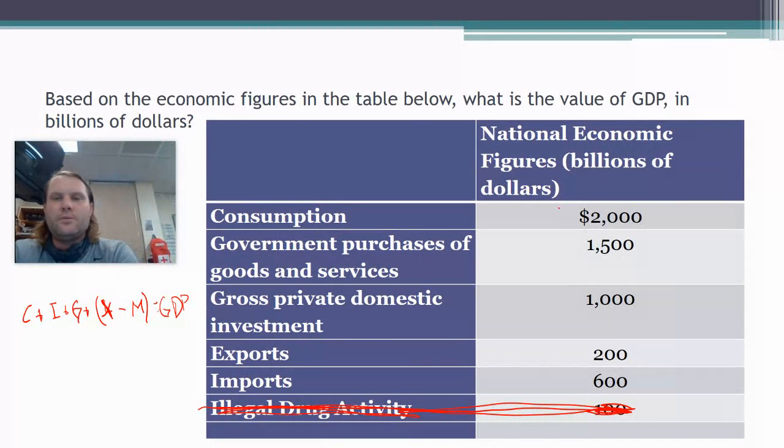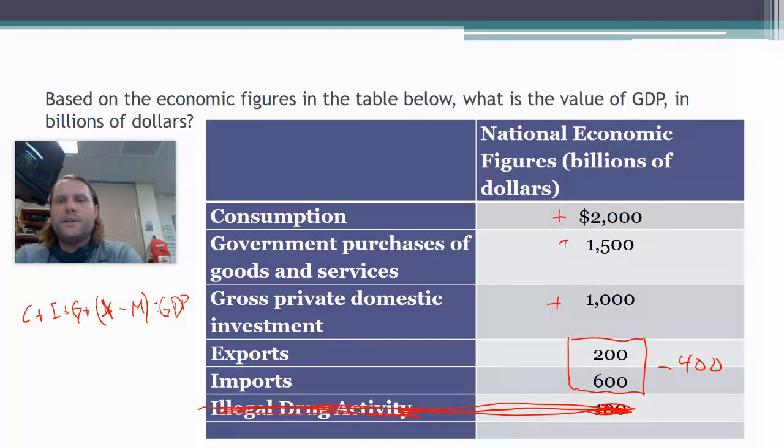So household consumption, we're adding that. Government purchases, we're adding it. And private investment, we're adding it. Exports and imports, I'm going to group together. And I'm just going to say, hey, listen, we exported less than we imported. So that's going to be a negative number, minus 400.